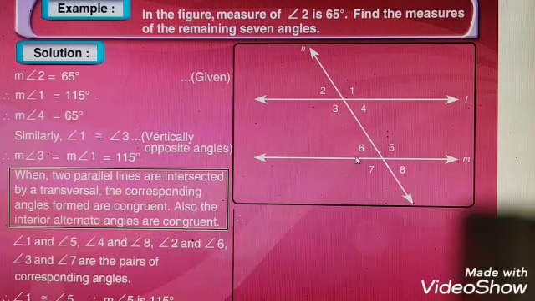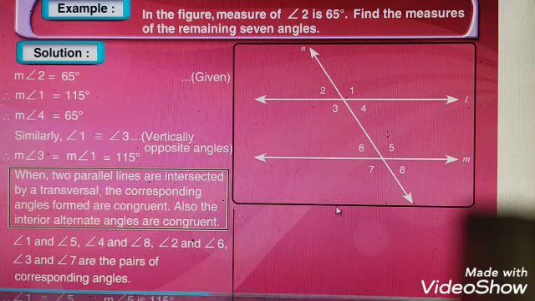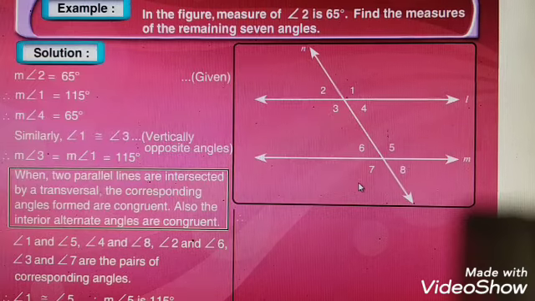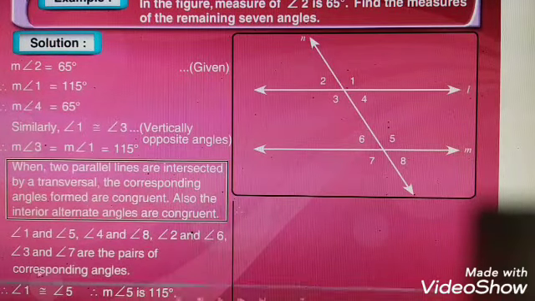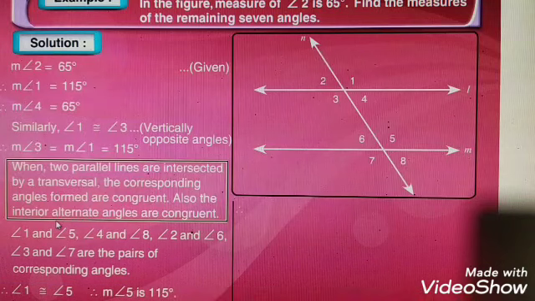Here 2 and 6 are corresponding angles, and 3 and 7 are corresponding angles, pairs of corresponding angles. And we also know that these corresponding pairs are congruent. Therefore, angle 1 is congruent to angle 5. Therefore, the measurement of angle 1, which is equal to 115, means the angle 5 value will also be 115. Here you can see angle 1 is congruent to angle 5, therefore the measure of angle 5 is 115.